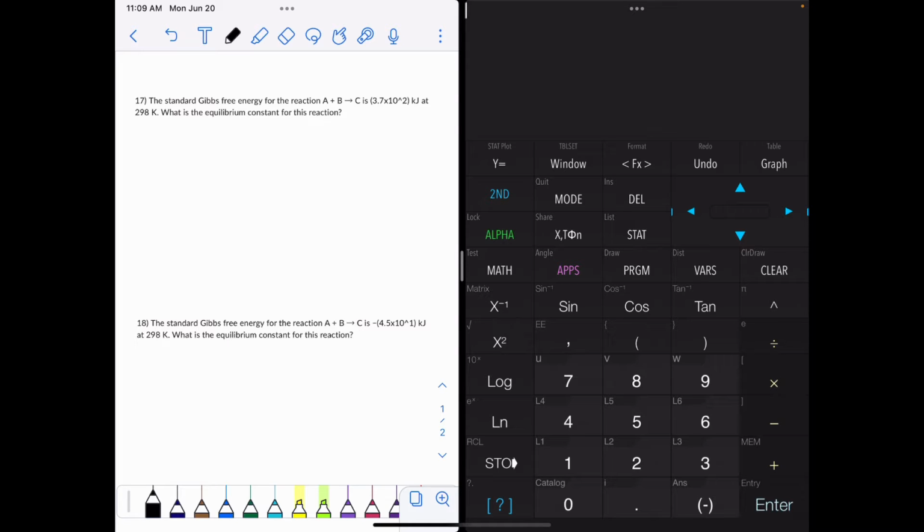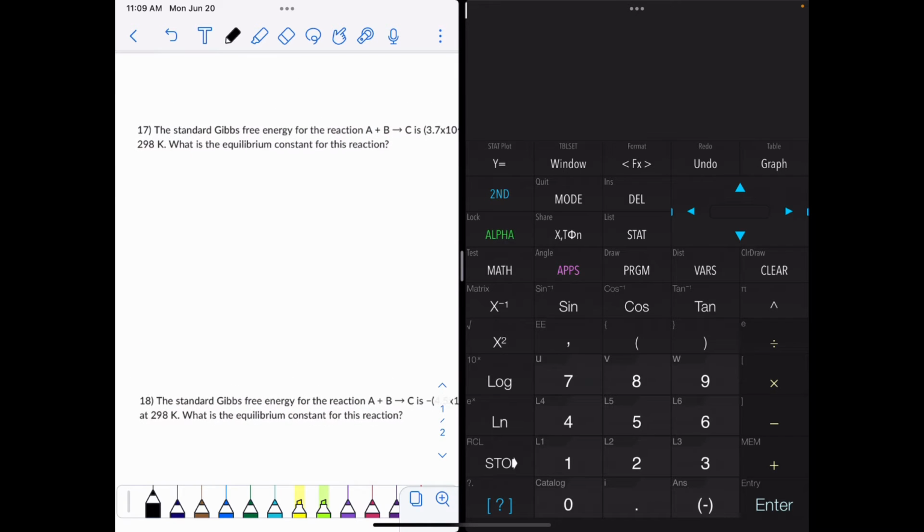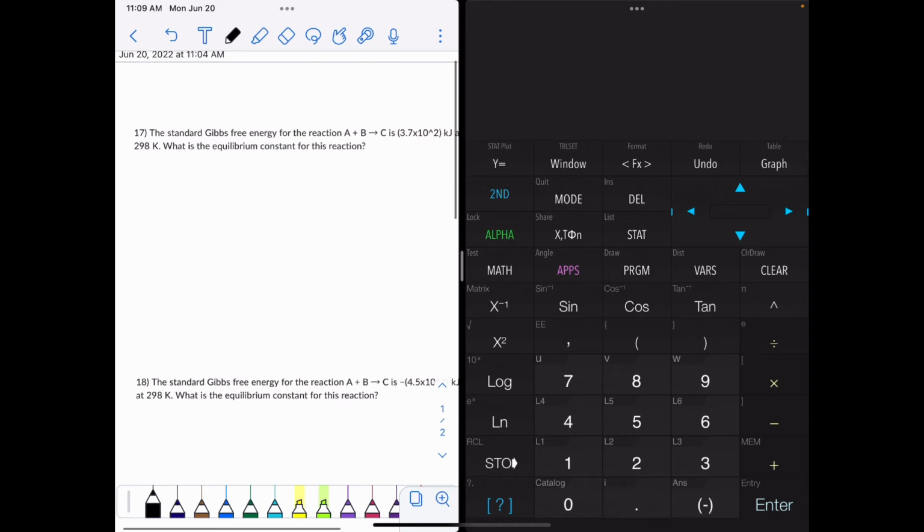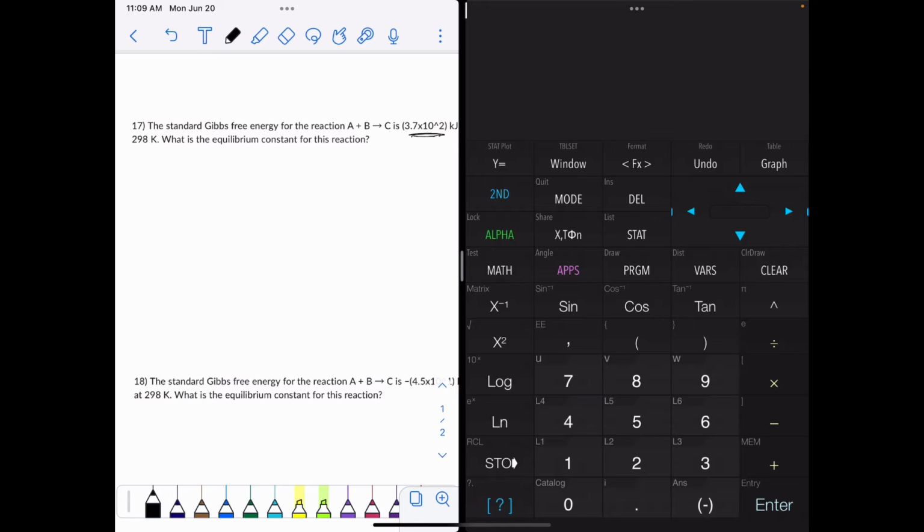All right, let's see if we can work through this problem with the online calculator showing. We've got the problem on the left. The standard Gibbs free energy is this value in parentheses at 298. What is the equilibrium constant?